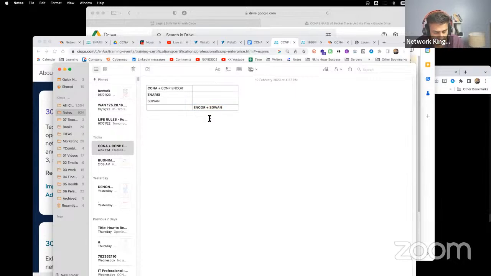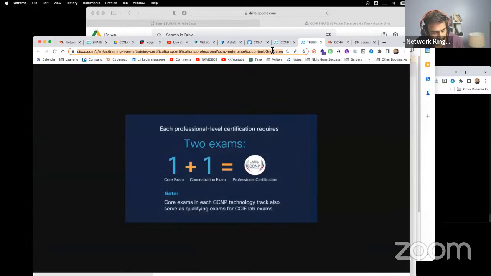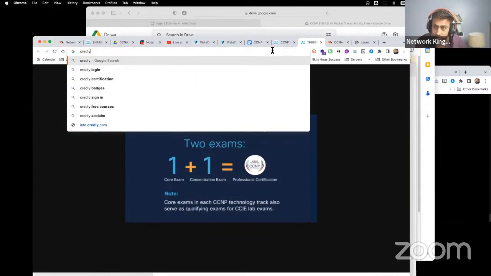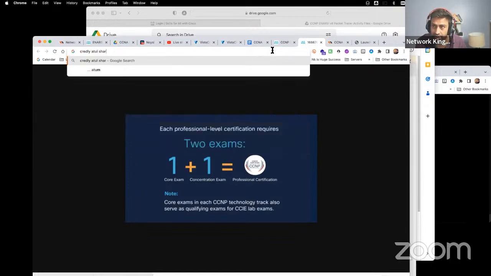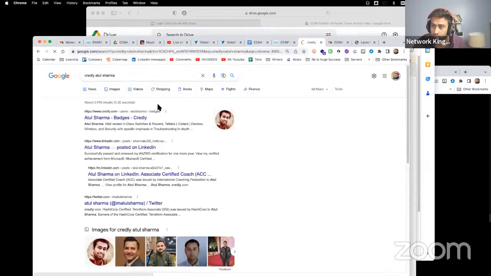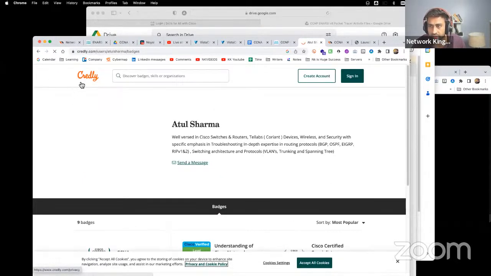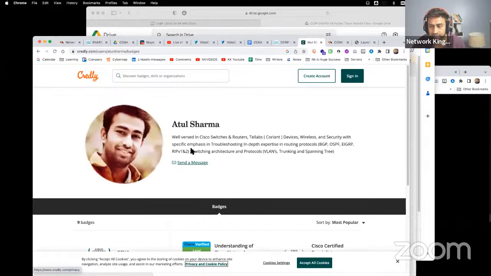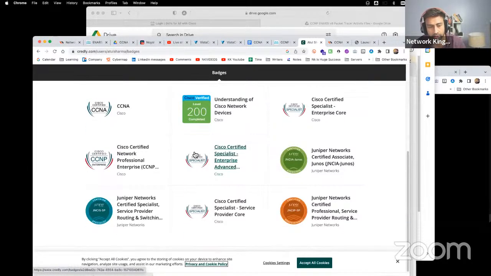Why? Because when you clear the CCNP ENCOR, you get this certification, let me show you my profile. You can search Credly Atul Sharma. I think you will see my profile. Once you get your profile, you can always create your profile like that and directly share it with your employers where you apply for jobs. So you can see this is the certification you will get in CCNP ENCOR.